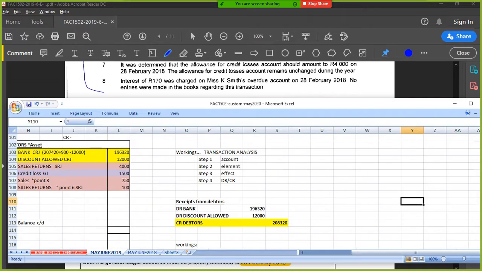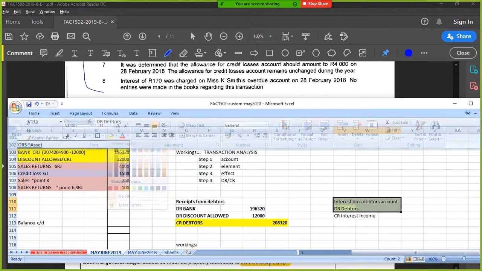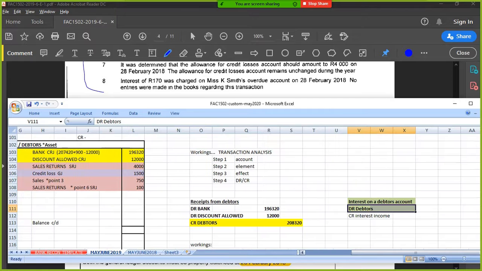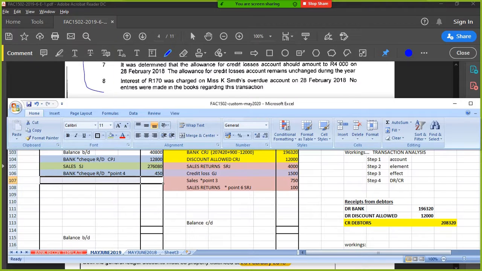Okay, again, workings is everything. Interest on a debtor's account. What do you do when you have interest on debtor's account? Logic says you're going to charge them interest. If you're charging them interest, you'll debit the debtors. Right, because it's increasing your debtors. Right. And you'll have interest income. Okay, there's the working. The working is the answer. What must you do to your debtors? Debit your debtors. What am I going to do to my debtors? Debit my debtors. Okay.